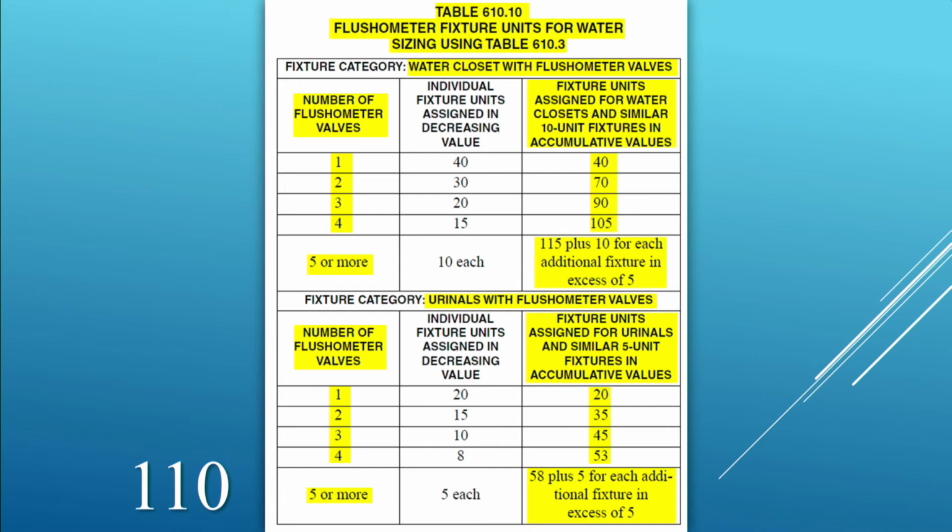First column, number of flushometer valves. Now notice we're halfway through the table, fixture category urinal flushometer valves. So 1 flushometer valve urinal is worth a total of 20. 2 together are worth a total of 35 combined. 3 are worth a total of 45. 4 are worth a total of 53. 5 are worth a total of 58. Right? Period. Plus 5 for each additional fixture in excess of 5. So if I had 5 flushometer valve urinals, are worth 58 WSFUs. This says if I had a 6th one, now it'd be 5 more. If I had a 7th one, it'd be worth 5 more. If I had an 8th one, it'd be worth 5 more.